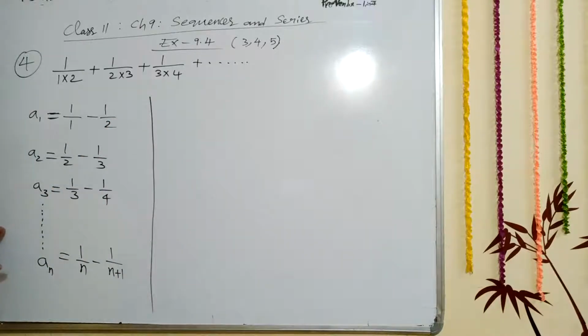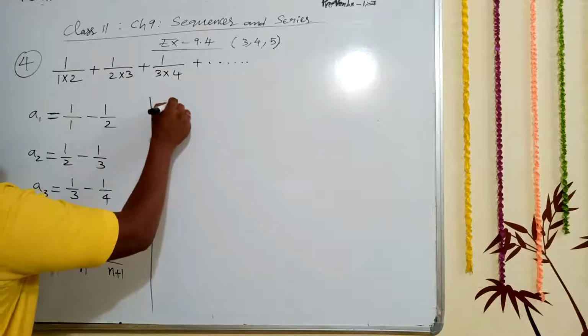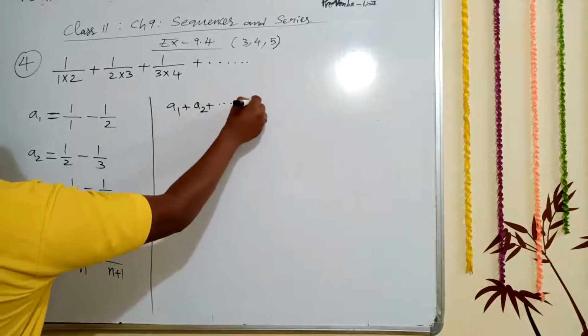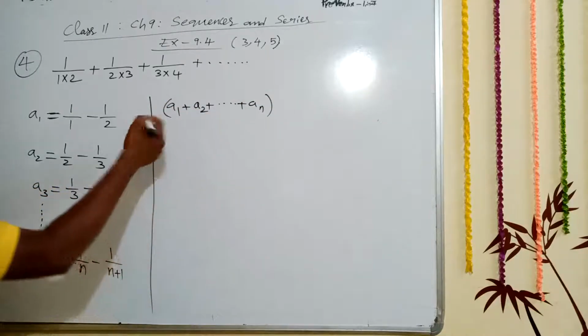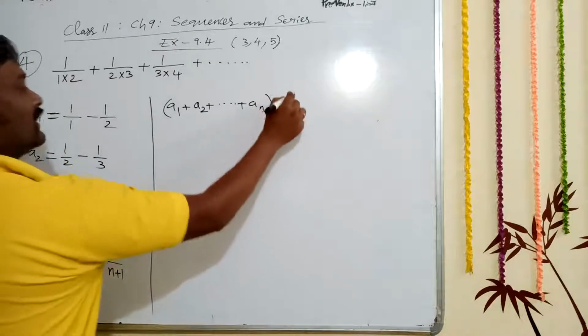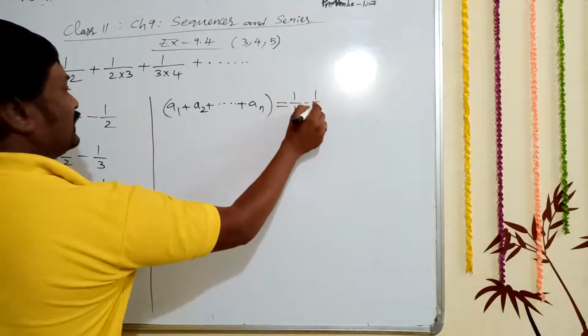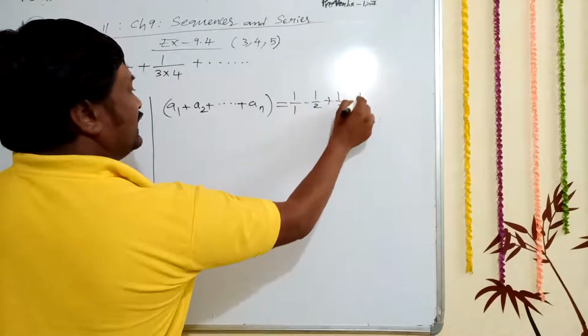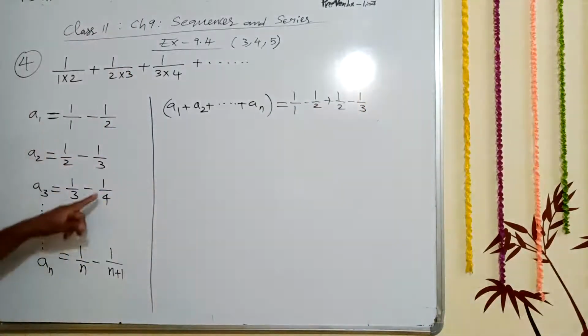When I add all of them, that is our summation: A1 plus A2 plus and so on plus An. That is nothing but your Sn. And here this is equal to adding all: 1 upon 1 minus 1 upon 2, and here it is plus 1 upon 2 minus 1 upon 3 and so on.